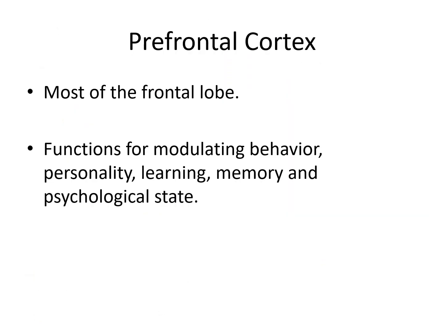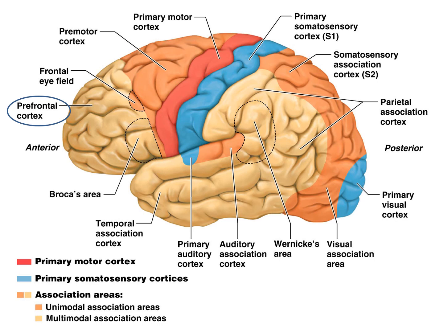Now, another region of the cortex is called the prefrontal cortex, which composes most of the frontal lobe. It's important for modulating behavior, personality, learning, memory, and psychological state. There have been cases where people have damaged the prefrontal cortex through an accident, and they're perfectly normal. However, their personality has changed due to the accident. So here is the prefrontal cortex, which is most of the anterior part of the frontal lobe.